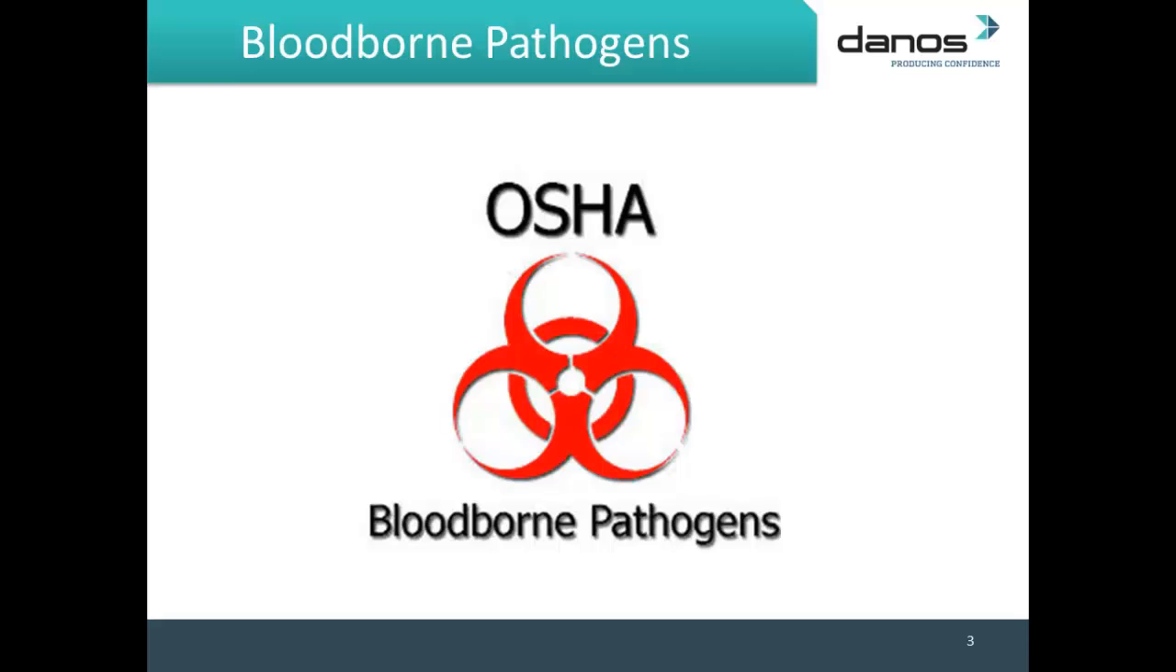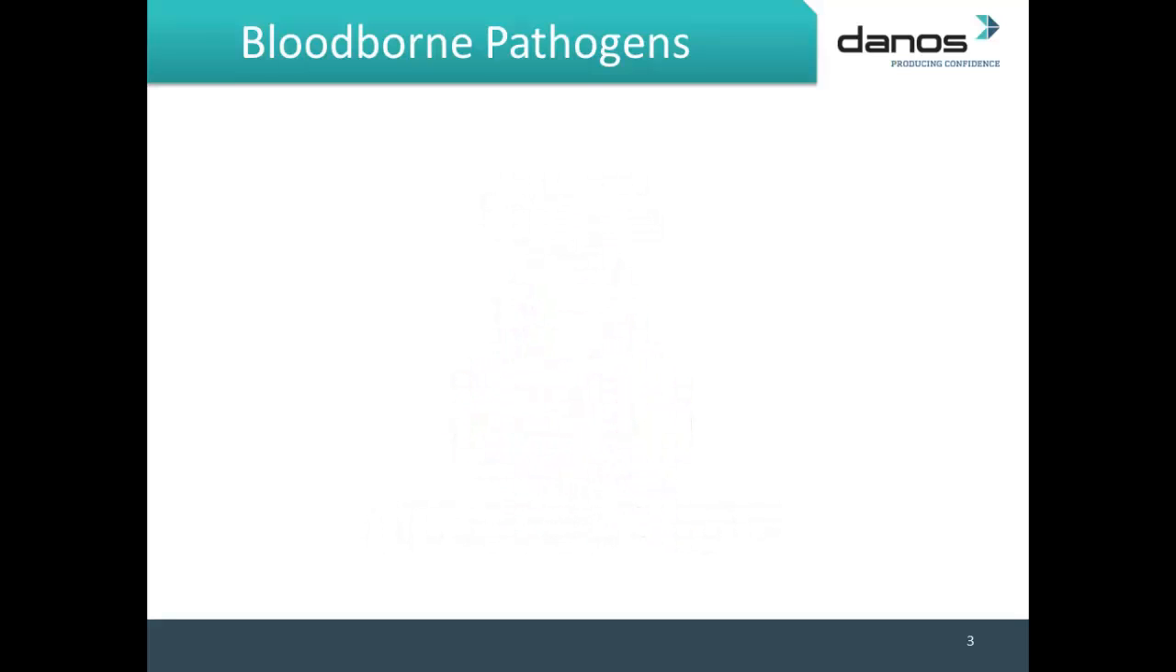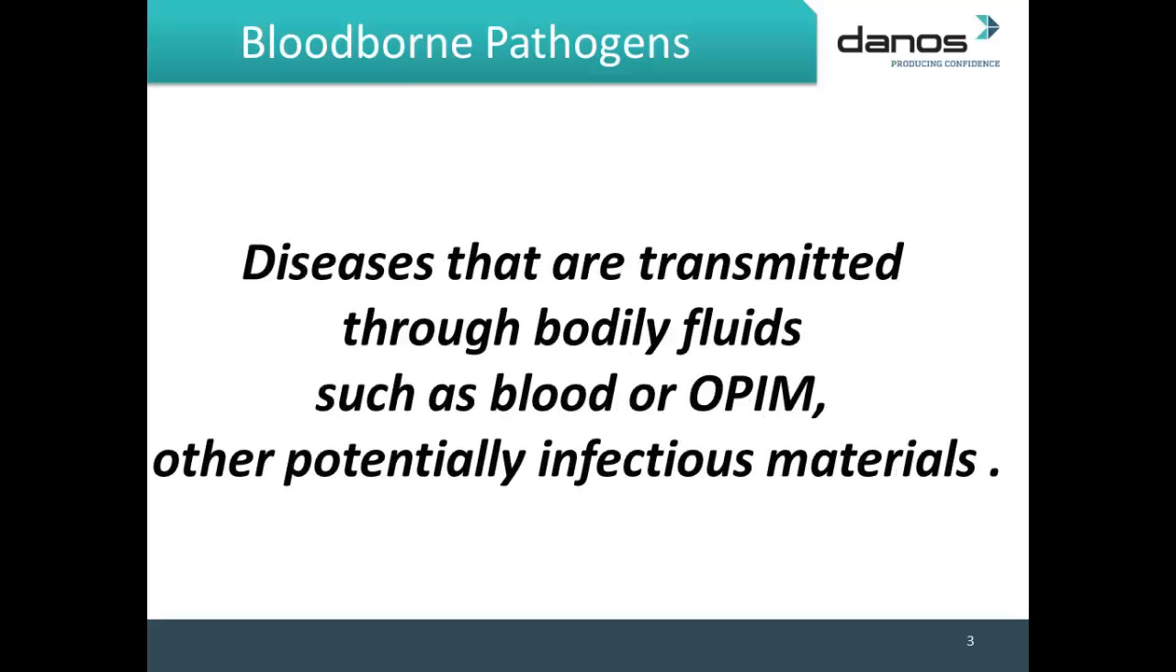According to the OSHA standard, bloodborne pathogens are defined as diseases that are transmitted through bodily fluids, such as blood or other potential infectious materials, OPIM. Since you work in an industry where there is reasonable potential that you may be exposed to blood or other bodily fluids in response to an accident, it is important that you understand how to protect yourself from possible exposure.